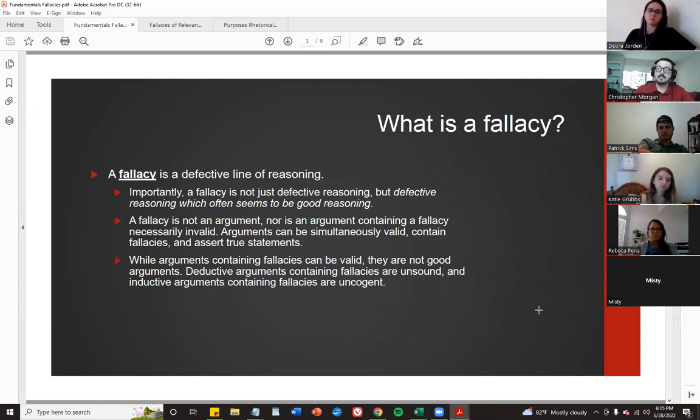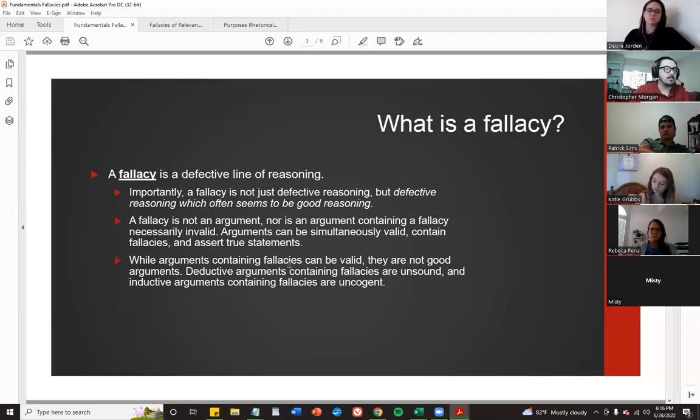Arguments can contain fallacies, but any argument that's going to contain a fallacy is going to be invalid. Because the presence of a fallacy in an argument means that the premises are not connecting to the conclusion. But this is where things get confusing. Arguments can be valid, or sorry, not in, I misspoke there. I said all arguments containing fallacies are invalid. An argument containing a fallacy can be valid, but they are always unsound, because ultimately the conclusion is not a consequence of the premises. Right.